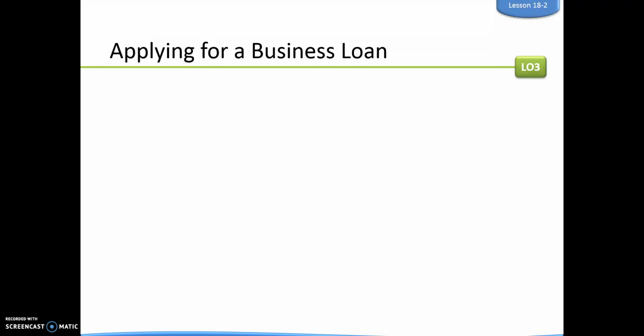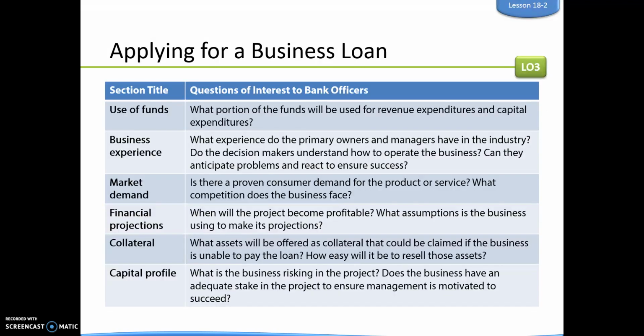So this next slide talks about some of the different sections that we would have to fill out for a business loan, including how are we going to use the funds, what kind of experience does our business have, market demand, meaning is there a proven demand for either our product or service, and then what kind of competition do we face, what do our financial projections look like, so when will the money that we're asking the bank for, when will they be able to see it be turned into profit, as well as a collateral section. So is there anything that we're going to offer the bank in regards to if we're unable to pay the loan? And then also our capital profile.